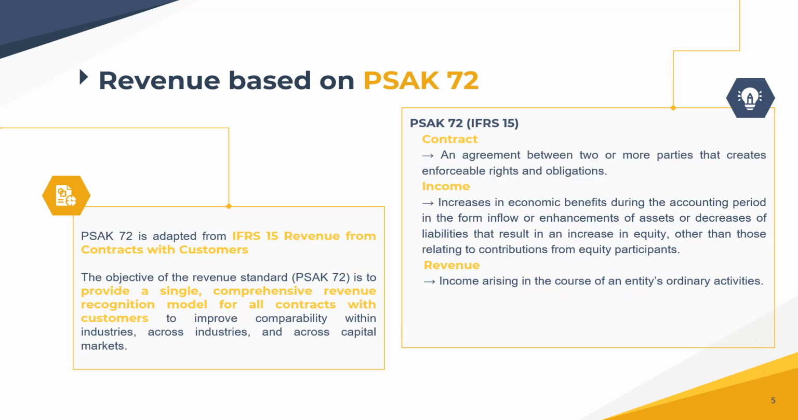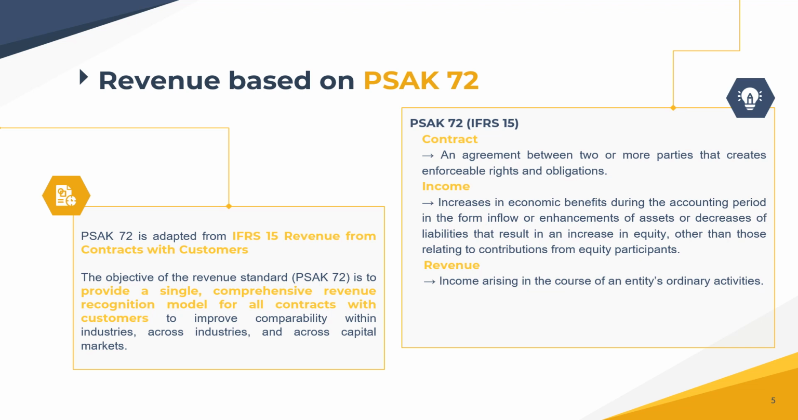Next one is revenue based on PSAK 72. PSAK 72 is adapted from IFRS 15, which is revenue from contracts with customers. There are three key definitions of PSAK 72. The first one is contract. Contract is an agreement between two or more parties that creates enforceable rights and obligations. The second one is income.